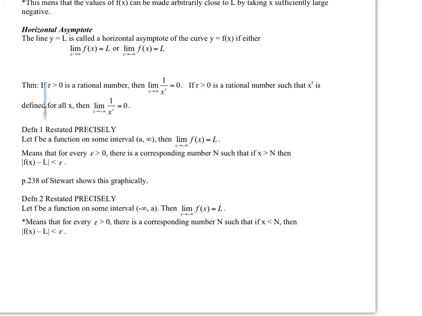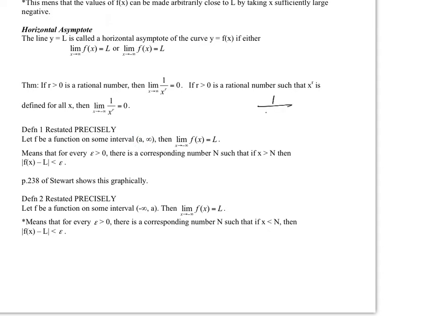Over here, if r is greater than 0 and is a rational number, then the limit as x goes to infinity of 1 over x to the r is 0. If r is greater than 0, a rational number such that x to the r is defined for all x, then the limit as x goes to negative infinity of 1 over x to the r power is 0. So basically, it's what we've talked about before.